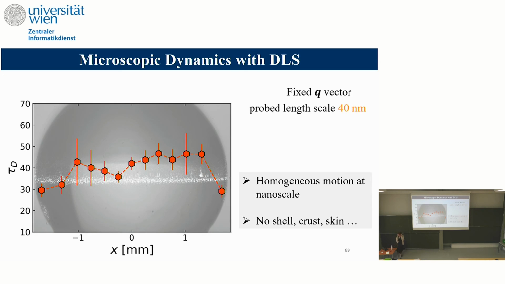If you look at the dynamics, here I just show you the relaxation time at different position. Basically, it's flat. Well, you say it fluctuates a lot, but if you remember before with the suspension, we have 2 orders of magnitude differences, here small variation. So basically, it's homogeneous. At this length scale, it's homogeneous. There's no differences. There's no shell or crust, whatever. It shrinks homogeneously.